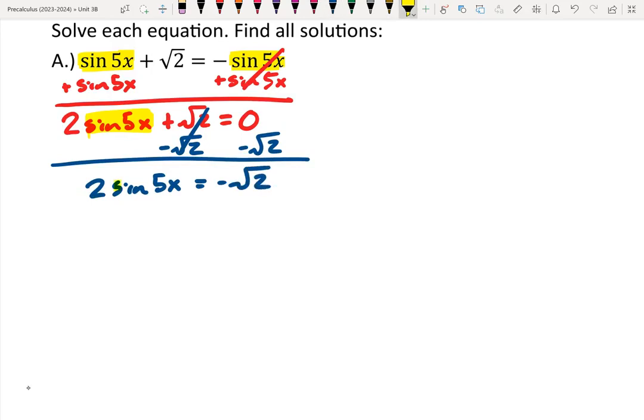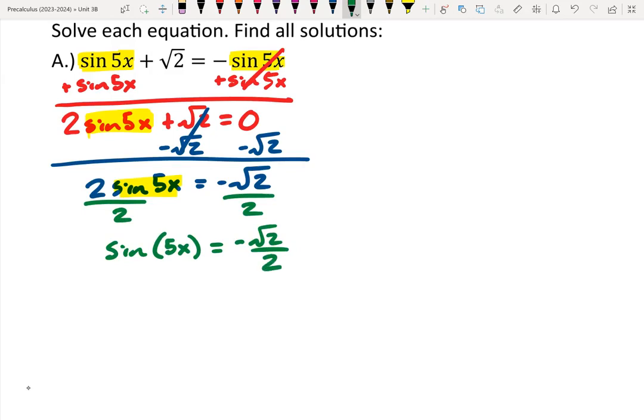Again, we're still isolating our trig. So what would I do next, Gabriel? Divide by 2. Divide by 2, yep. All right, and I have sine of 5x is equal to negative rad 2 over 2.